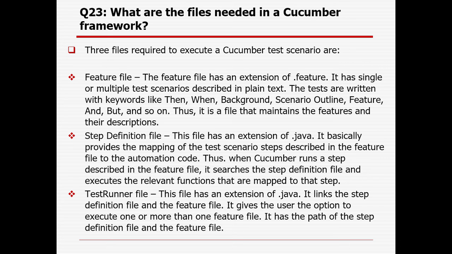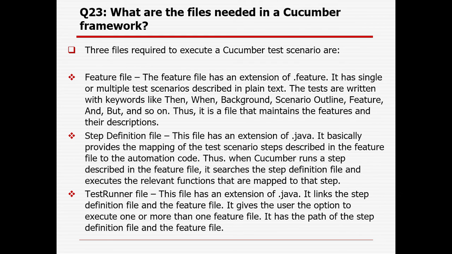The feature file has an extension of .feature. It has single or multiple test scenarios based on plain text. These tests are written with keywords like then, when, background, scenario outline, feature, and but, and so on. Thus, it is a file that maintains the feature and the description. Then the next one is the step definition file. This file has an extension of .java. It basically provides the mapping of the test scenario steps described in the feature file to the automation code. Thus, when Cucumber reads a step described in the feature file, it searches the step definition file and executes the relevant functions that are mapped to that step.